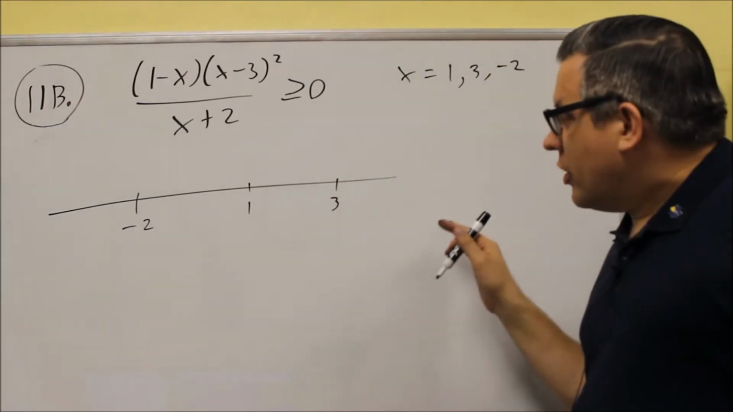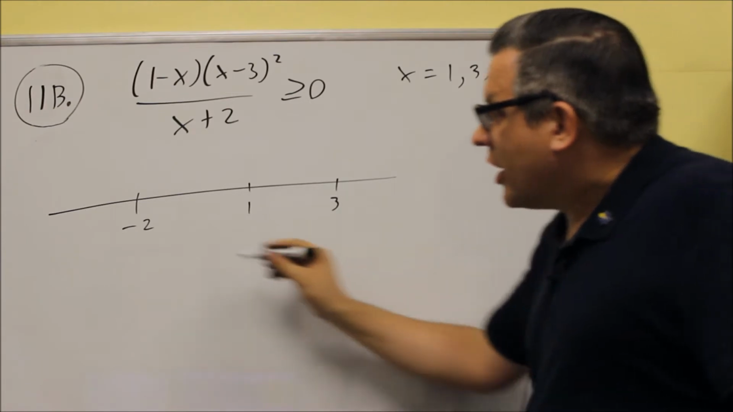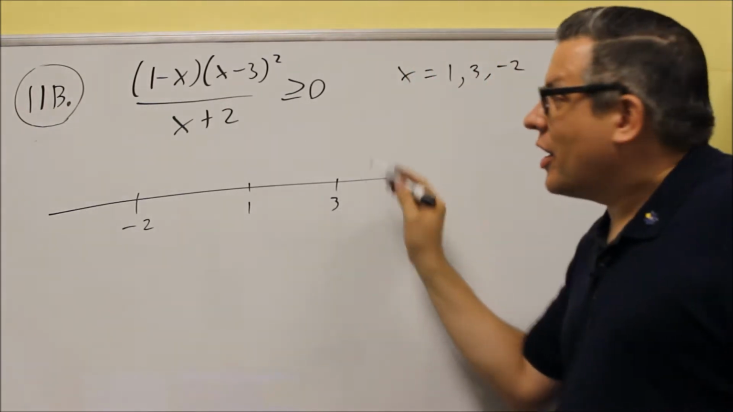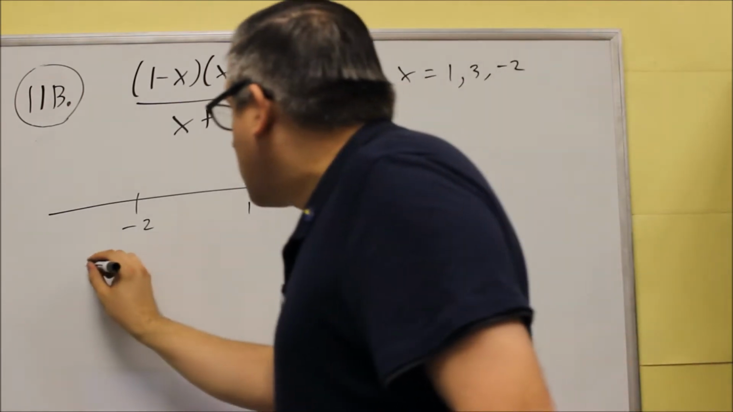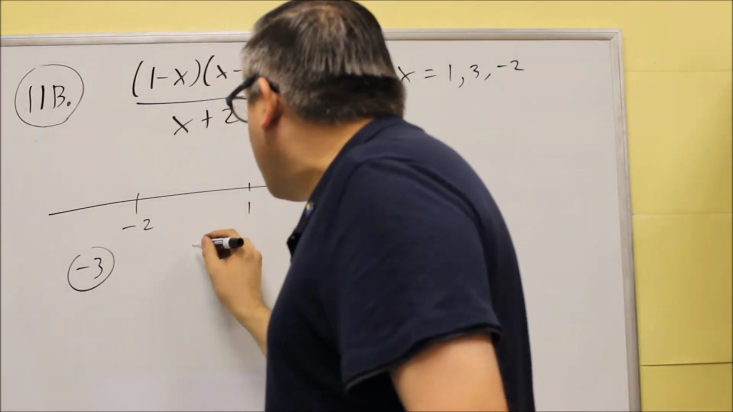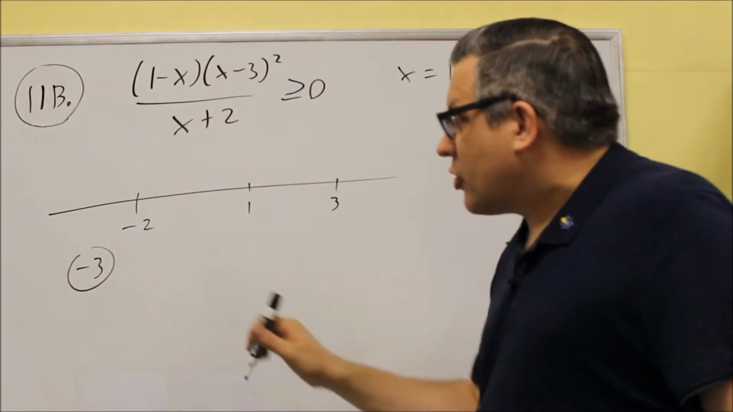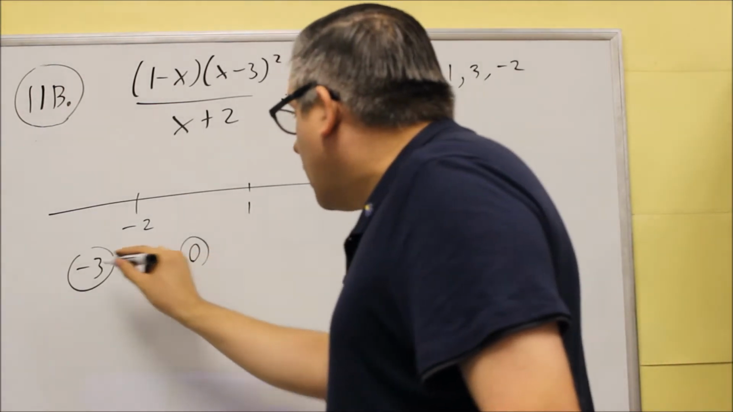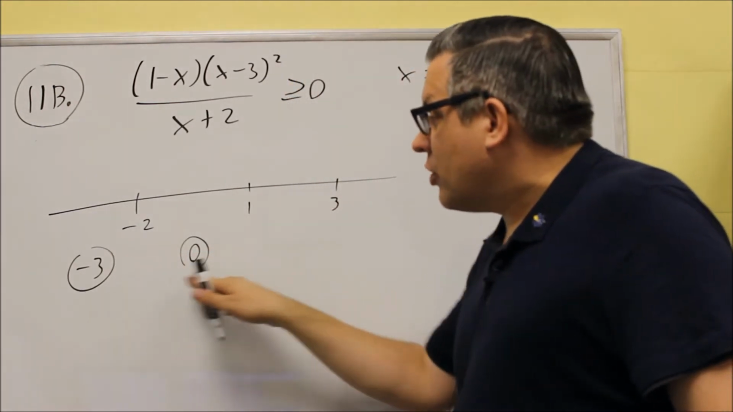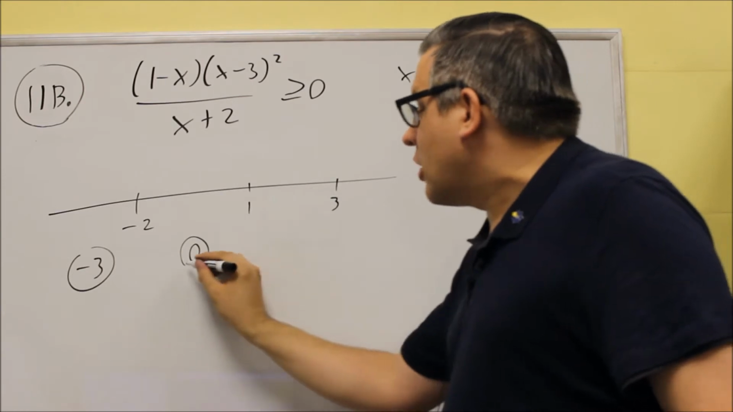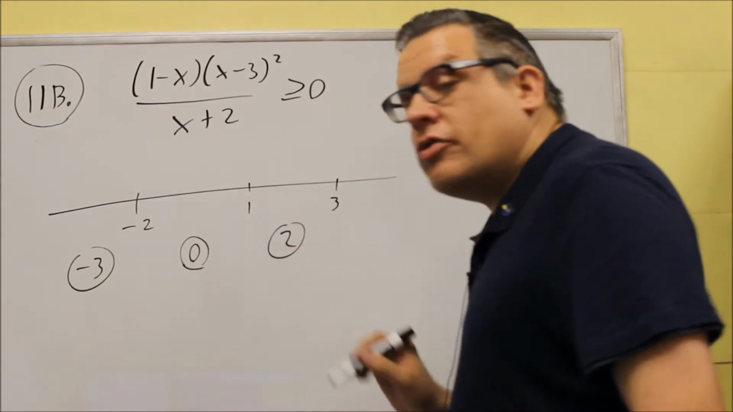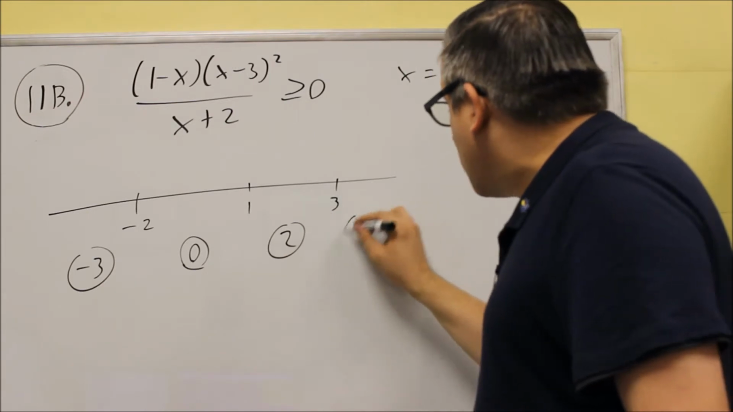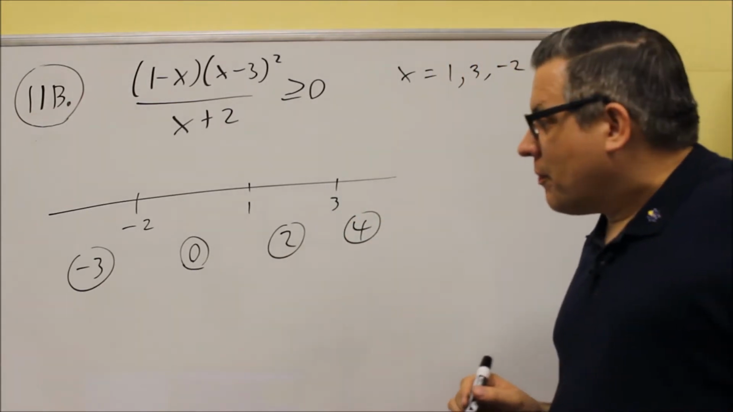When you do this, you want to plug in your test values, but you're plugging it into the entire thing at once. So I'm going to put the test values underneath here, and circle them. For a number less than -2, I can use -3. In between a negative and a positive, I can always use a 0. Between 1 and 3, I can use a 2 for a test number. And then this one's going to be a 4.